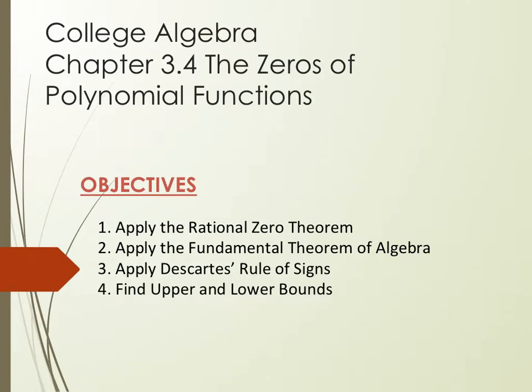So in this chapter, 3.4, we're looking at the zeros of a polynomial function. Remember, the zeros of a polynomial function are the x-intercepts of a polynomial graph. So our objectives are to apply the rational zero theorem, apply the fundamental theorem of algebra, apply Descartes' rule of signs, and find upper and lower bounds.